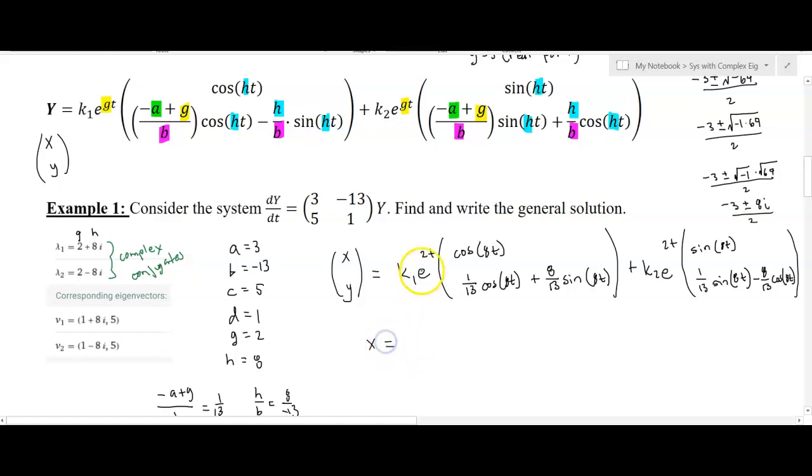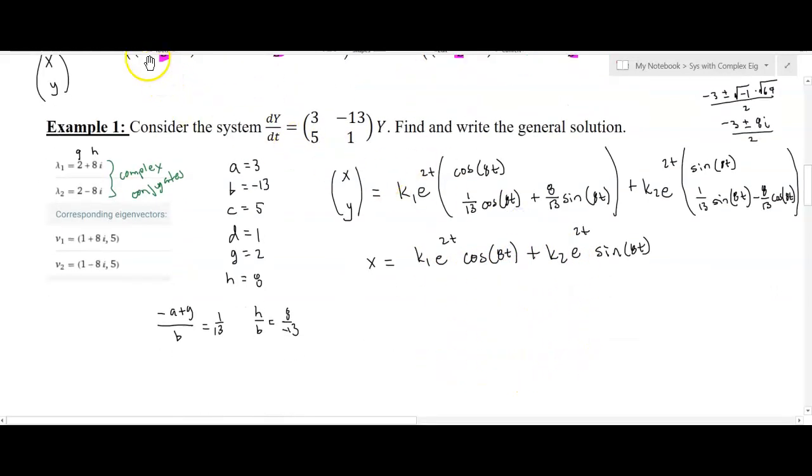So if I now distribute this through, k1 e to the 2t times cosine 8t, and this should look familiar from working with Laplace transforms. We came up with these types of solutions with Laplace transforms as well as with second order equations. And here we'll have plus k2 e to the 2t sine 8t, and that's the entire solution. So for a spring mass system, that's a very likely solution where you have damping and end up with complex roots. And the bottom component is going to be a little longer.